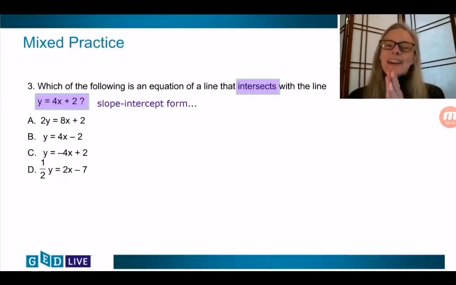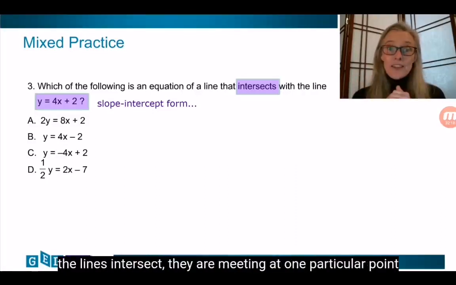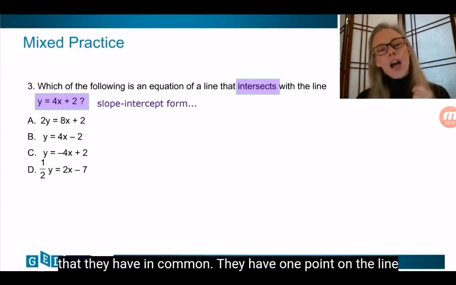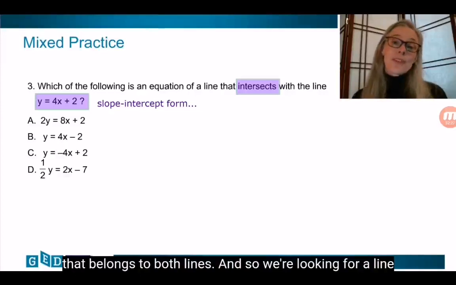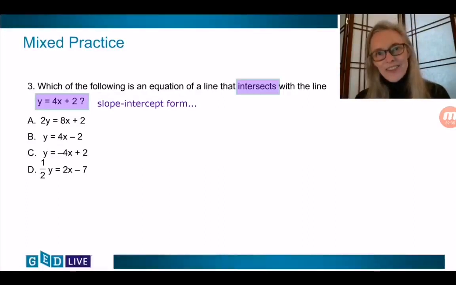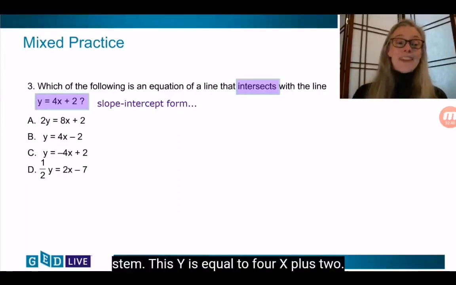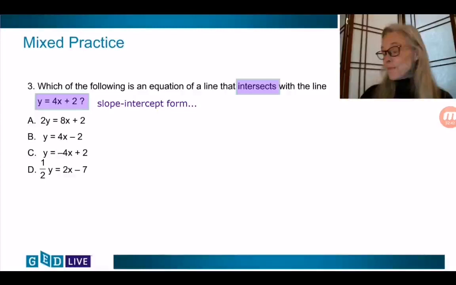So you know that the point of intersection, where the lines intersect, they are meeting at one particular point that they have in common. They have one point on the line that belongs to both lines. And so we're looking for a line in the answer choices that we know shares a point with the line in the question stem, y is equal to 4x plus 2.